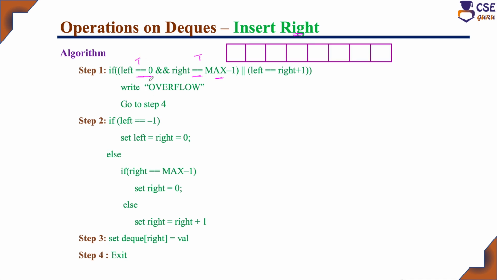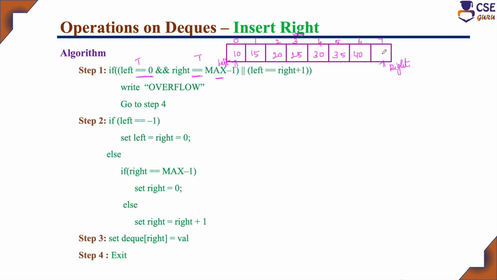For example, consider this as the Deque data structure, and here the size of the Deque is totally 8, that is 0 to max minus 1, that is 7 memory locations. And if the left pointer is pointing to the 0th memory location and the right pointer is pointing to the max minus 1 memory location, it means all the positions have elements placed. So no position is free here.